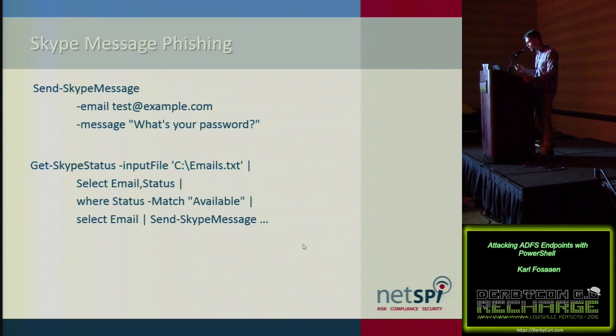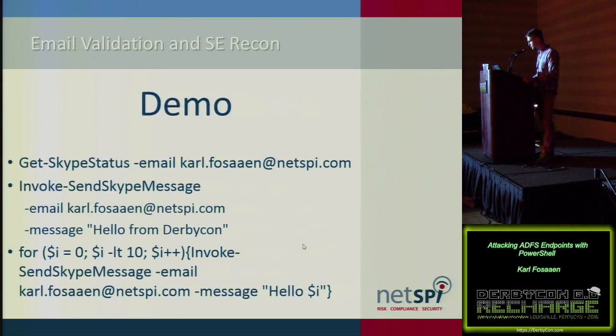The second command that we're showing here specifically is selecting people that are available. You probably don't want to try and send a Skype for Business message out to somebody that's busy or out of office. So we'll do a demo here. In this case, we're going to send a message to me, and we're also going to send 10 messages to me. If you really want to annoy somebody, you could send them 1,000 messages.